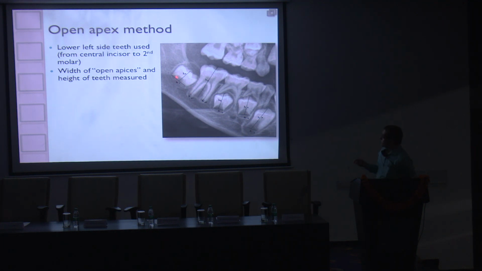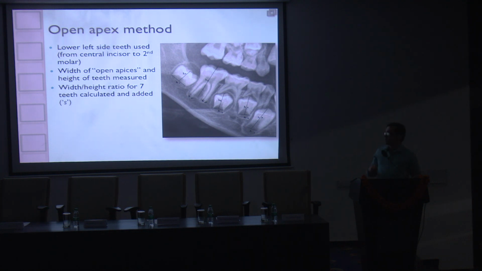Now, in addition to the open apex, they've suggested to measure the height of the tooth. So measure the maximum height as a perpendicular to that width of the open apex, and then calculate the ratio, the width divided by the height for all the teeth. Whichever teeth are still developing, in this case 1, 2, 3, 4, 5, all these teeth you have to measure the ratio, and that has to be added.